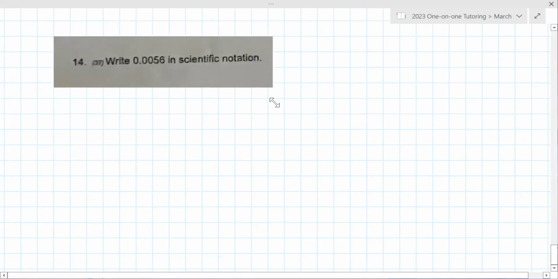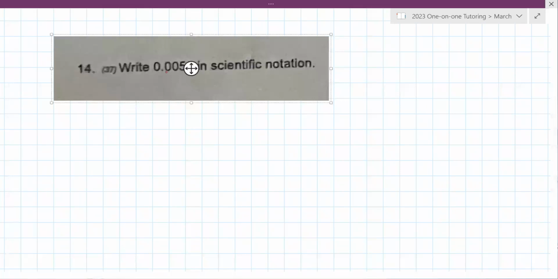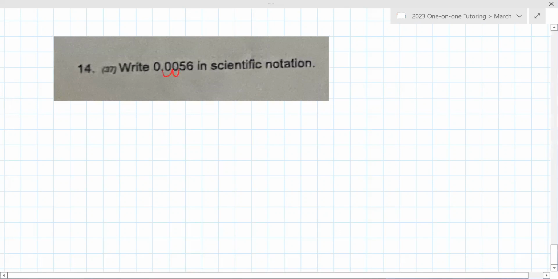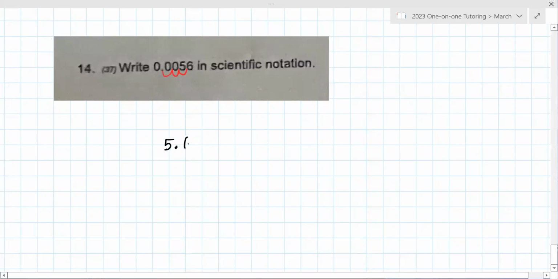14 says write 0.0056 in scientific notation. All right. So we're going to move the decimal to the right. 1, 2, 3. Do you remember why I stopped there at 5.6? Just to make it a whole number, not a whole number, I don't know.